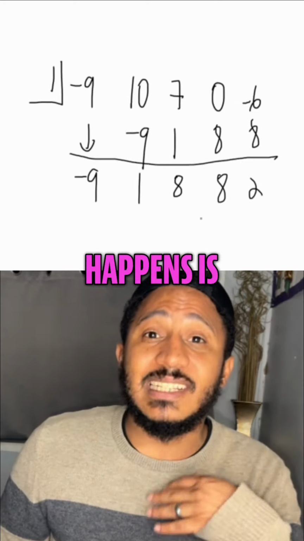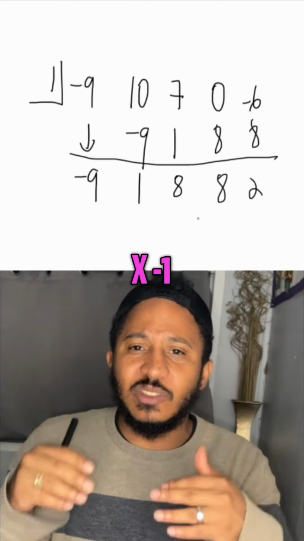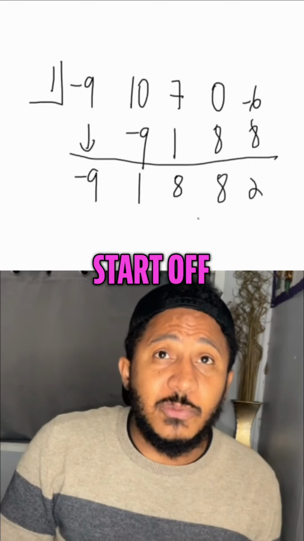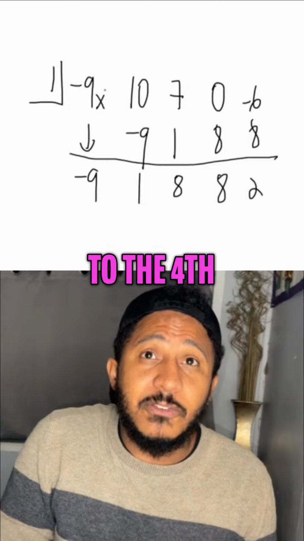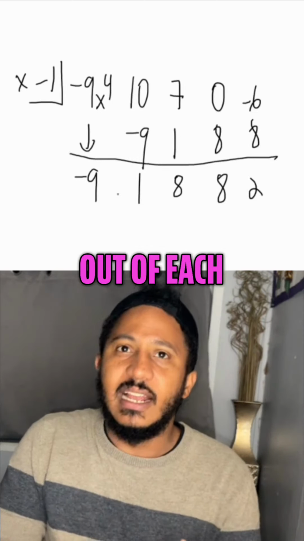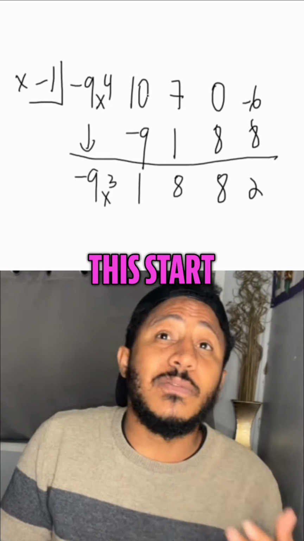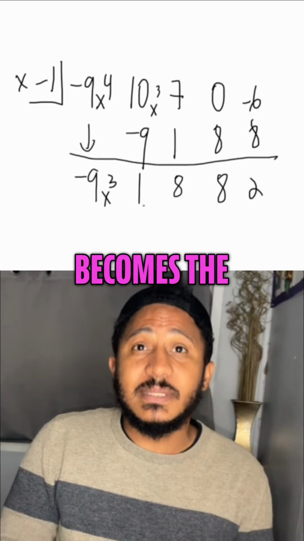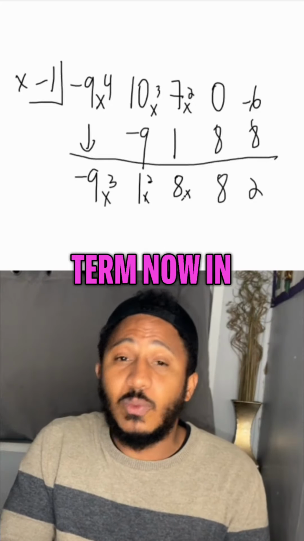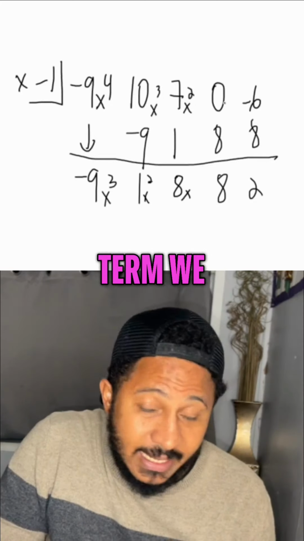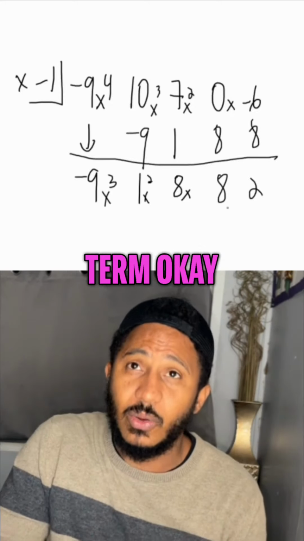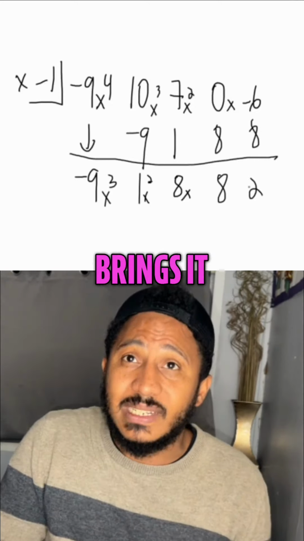And so now what happens is this, since we're dividing by x minus 1, this brings all the powers down one value of x. Meaning we start off with a 9x to the 4th, so now this goes down one power. We're taking an x out of each, and so this goes down to x cubed. This started off as the x cubed term. Now this becomes the x squared term. This started off as the x squared term. This becomes the x term, down one power. This was our x term. We didn't have one, so we accounted for it with a 0, which means this becomes our constant term. Okay, and then this was our constant term, so this brings it down one power.